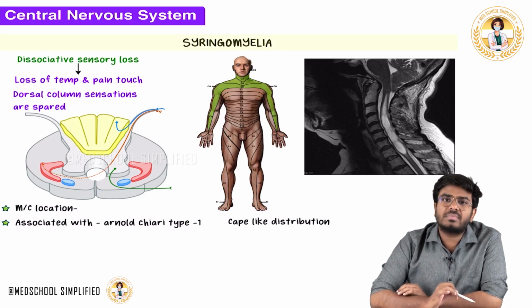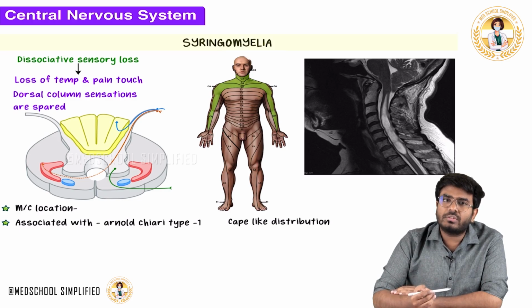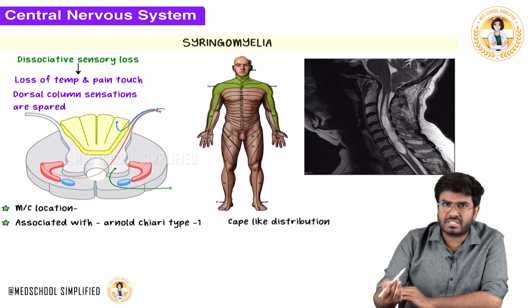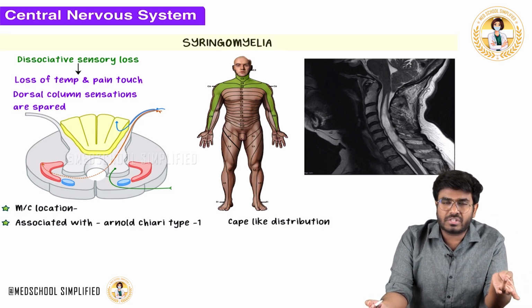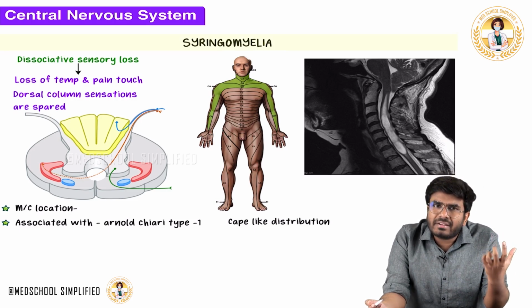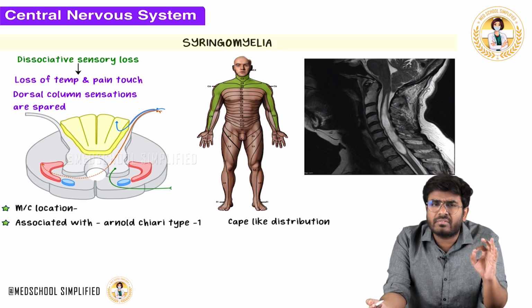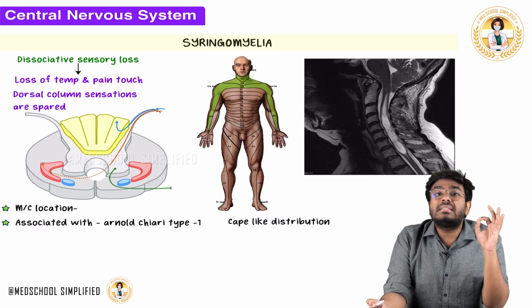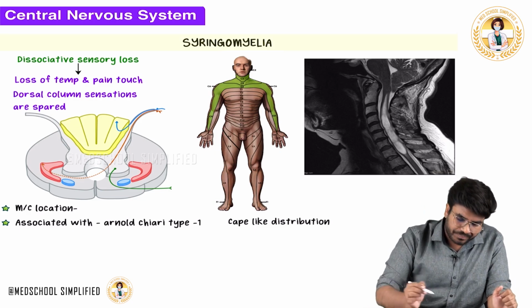But the dorsal column sensations, what are they? The advanced sensations which go through the fasciculus gracilis and fasciculus cuneatus, highly myelinated tracts, we have discussed, right? The advanced sensations: fine touch, two-point discrimination, stereognosis, conscious proprioception. All these are the advanced sensations. There is no problem with the advanced sensations. The person is not going to lose the advanced sensations, but there is a loss of primitive sensations because of this cavity in the spinal cord. We will see why it happens.